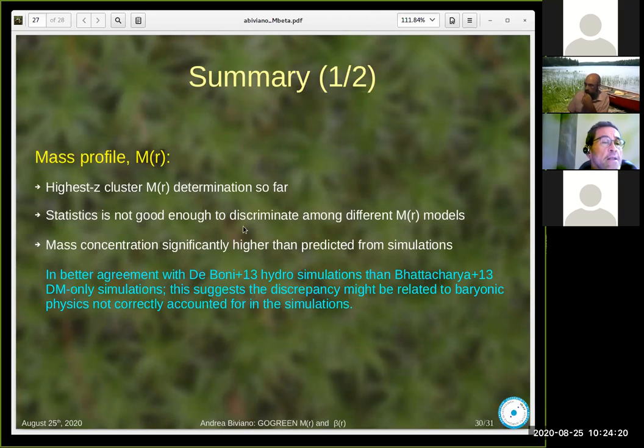The mass profile is the highest redshift cluster mass profile determination so far. Unfortunately, statistics is not yet good enough to discriminate among different mass profile models. But we do find the mass concentration is significantly higher than predicted from simulation. It's more in agreement with the hydro simulation of Bonafede than with the dark matter-only simulation of Bhattacharya. So this is a hint that perhaps what's lacking in the simulation to reproduce our result is that the baryonic physics is not fully accounted for. It's at least partly accounted for in the Bonafede simulation.